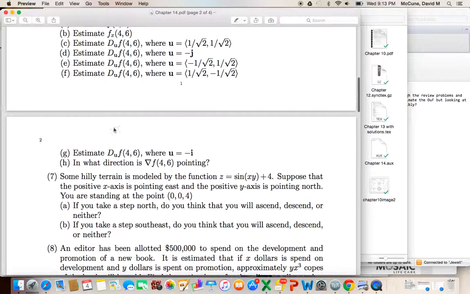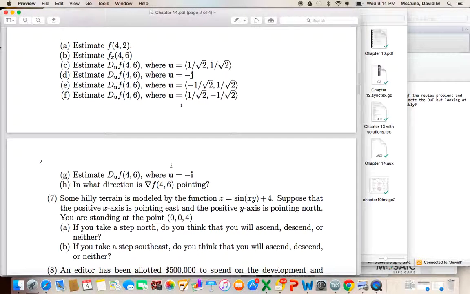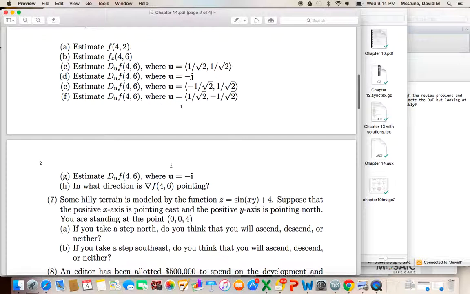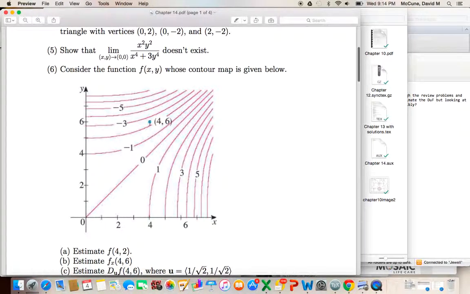The final question here is, in what direction is gradient f(4,6) pointing? So the important thing to remember is that a gradient is a vector. So when you plug in x and y values into the gradient, it is a vector, and the gradient vector always points in the direction of most steepness. So if I'm right here, it looks like the gradient points basically southeast. That's the direction of greatest steepness.